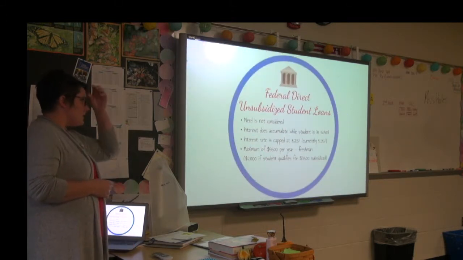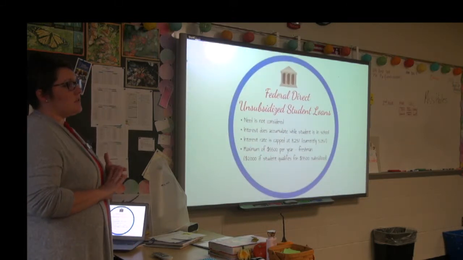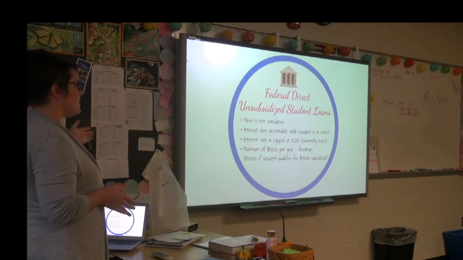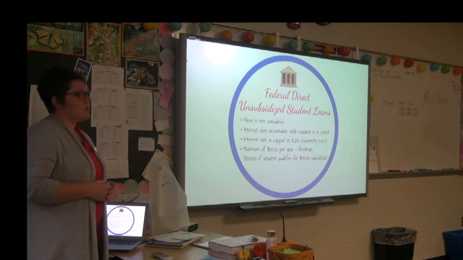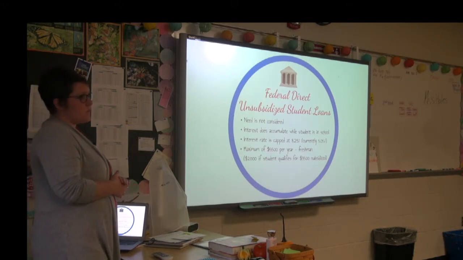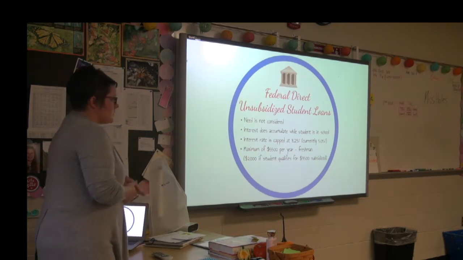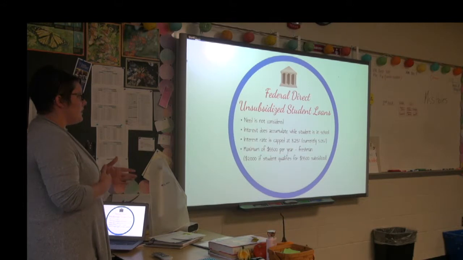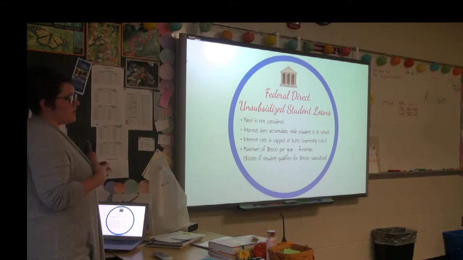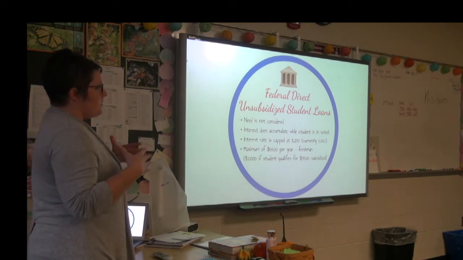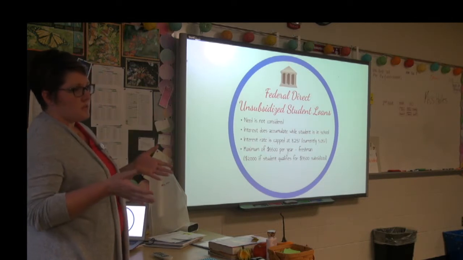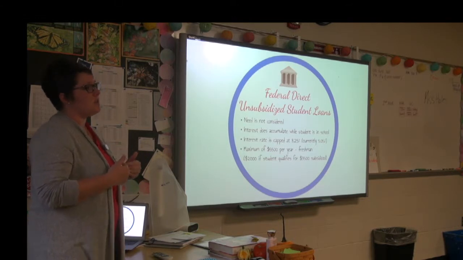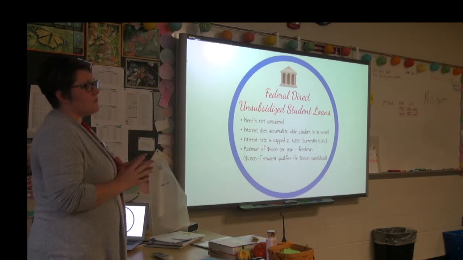The other type is the unsubsidized loan. Need is not considered. So as long as there's room in that cost of attendance, you would have unsubsidized loan eligibility. Interest does accumulate on unsubsidized loans while you're in school. Interest rate, same thing, capped at 8.25, it's currently 5.05. There's a maximum of $5,500 per year. So that being said, as a freshman dependent student, which most of these high schoolers are going to be, you're going to be eligible for, as a student, $5,500 in loans for the year.